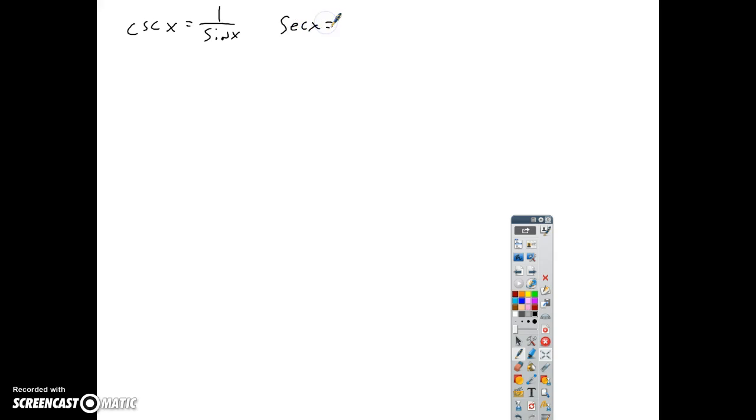Secant x. What's the one thing you know about secant x? It's 1 over cosine x. Love it. What's the one thing you know about cotangent x? 1 over tangent x. Now we're doing really good. Now I need you to put an equal sign there, but not to fill it in. We're going to come back to it later, just for that one.